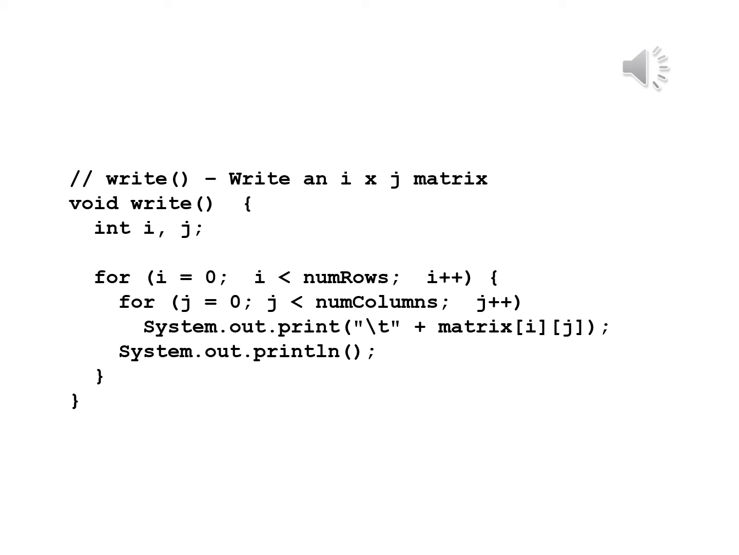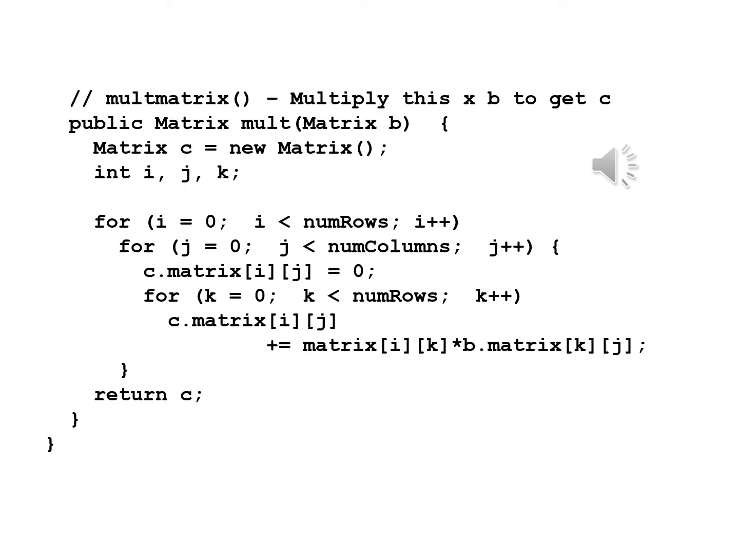The inner loop first. For j equals 0, j is less than numColumns, j++. System.out.print tab, and then matrix sub ij. After the inner loop, we have System.out.println to go to the next line. We then close the outer loop, and we close the method.